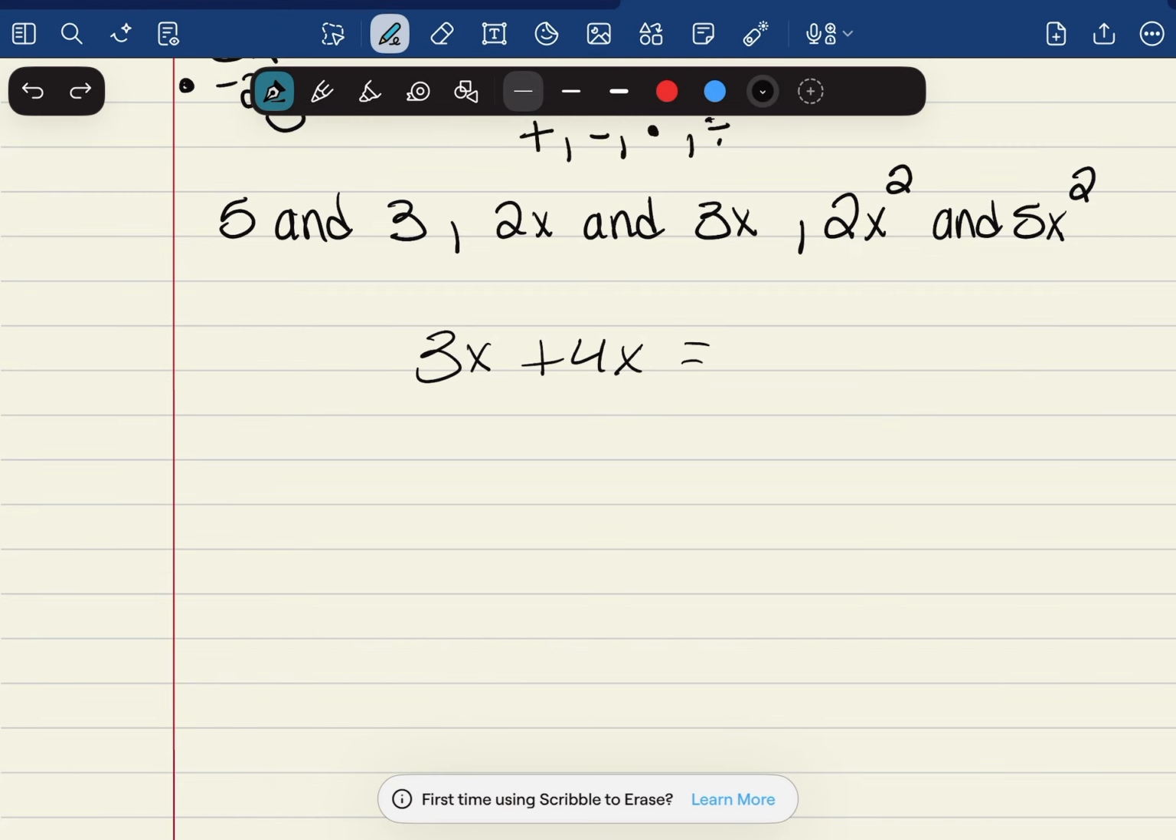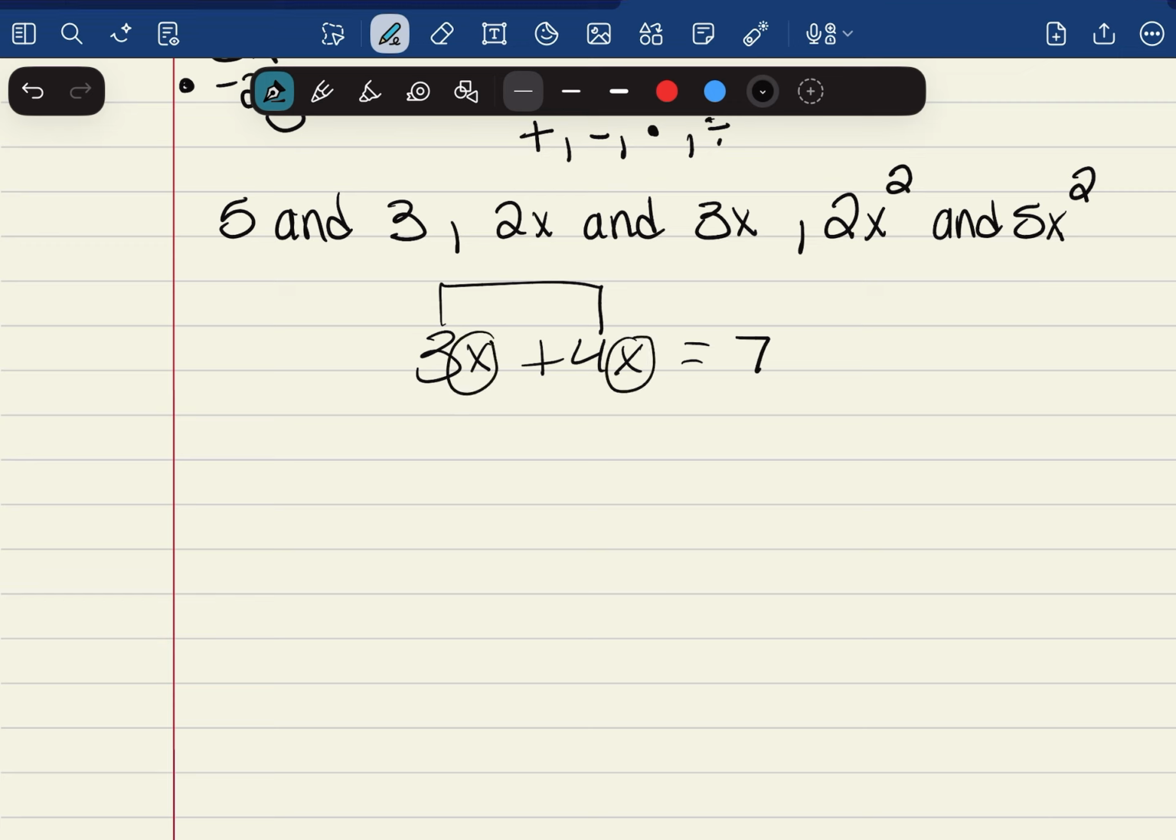So I can add them. When you are adding 3x plus 4x, think of 3 plus 4. So what's 3 plus 4? 7. Cool. I can't just do 3 plus 4 equals 7 because remember, we have this x here. So what I'm going to do is add that x there. So if you are confused with that, just think of 3 plus 4, add the x at the end.